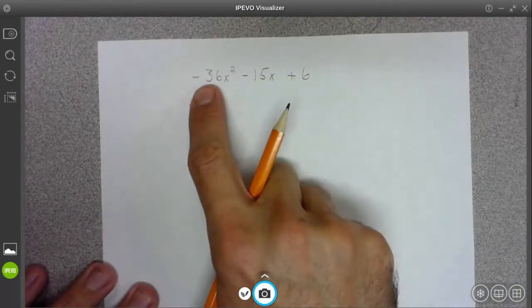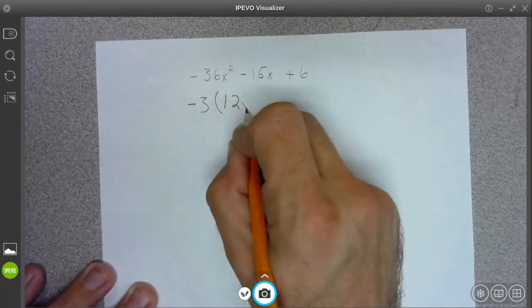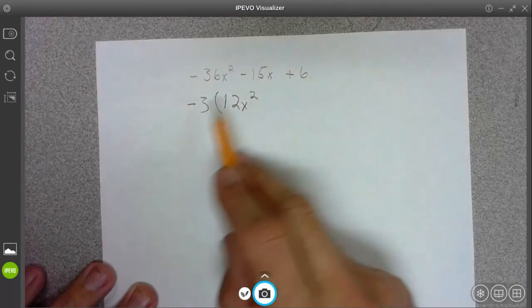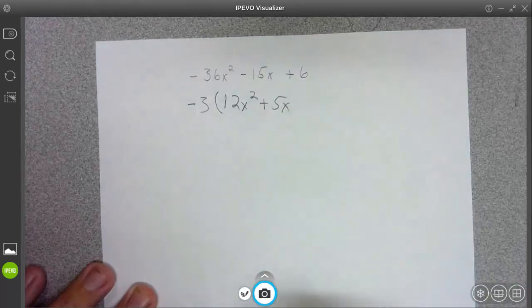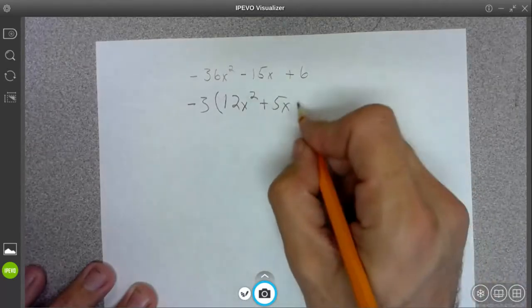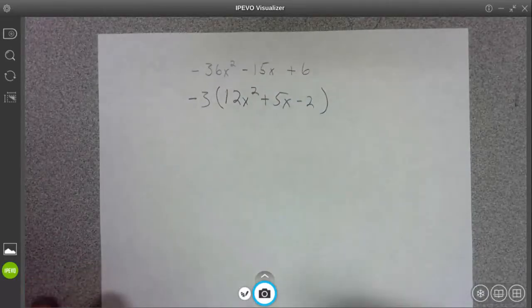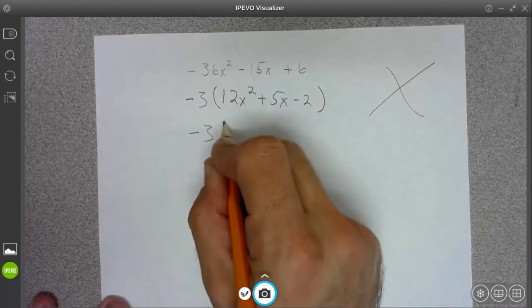So this is going to turn into a positive, and it's going to be 12x squared. Negative and a negative, that's going to make that a positive 5. And this was a positive, so now it's going to be a -2. All right, AC method. We'll do that one. So bring down our -3.